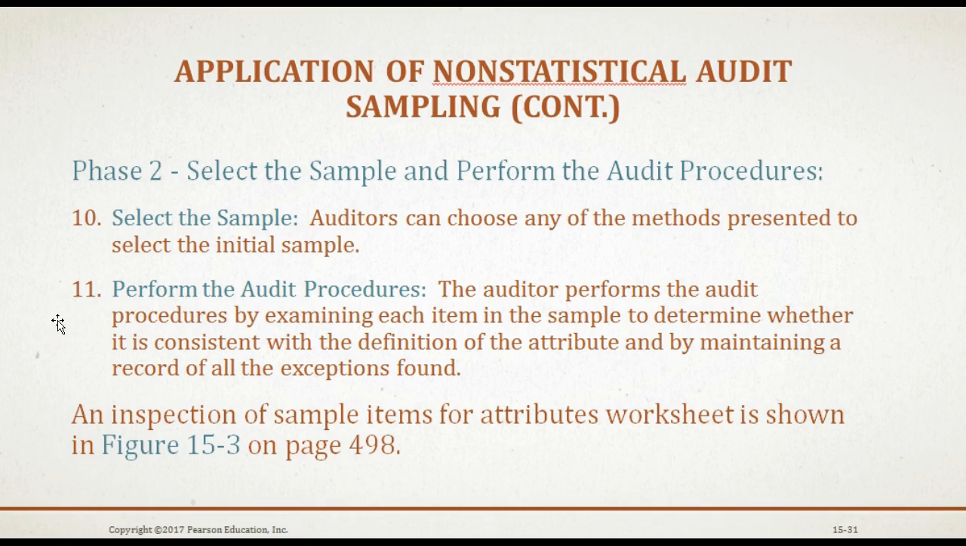For Phase 2, the steps involved are selecting the sample and performing the audit procedures. In selecting the sample, auditors can choose any of the methods presented to select the initial sample to use in the audit. In contrast, when performing the audit procedures, the auditor performs the audit by examining each item in the sample to determine whether it is consistent with the definition of the attribute and by maintaining a record of all the exceptions found. You can find an inspection of sample items for attributes worksheet in Figure 15-3 on page 498 of your textbook.